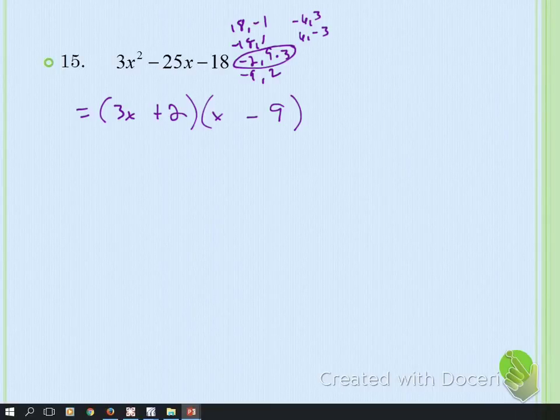Okay, no GCF to factor out that's worth anything. So make our parentheses, factor the first term into 3x and x. All those factors of negative 18 are listed. And you just start trying because you have to multiply one factor by 3, add the other one, and get negative 25. And that happens if you do 3 times negative 9 and get negative 27. Add 2, you get negative 25. So that's it.